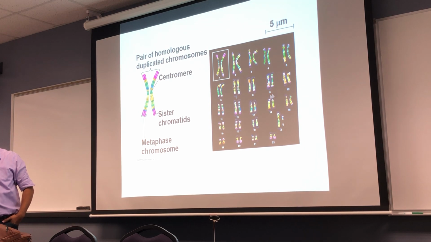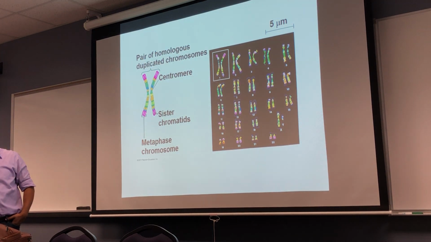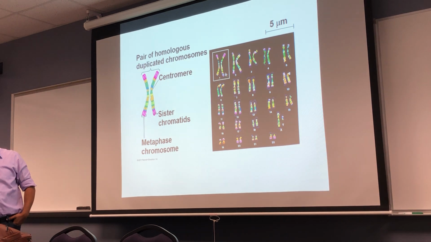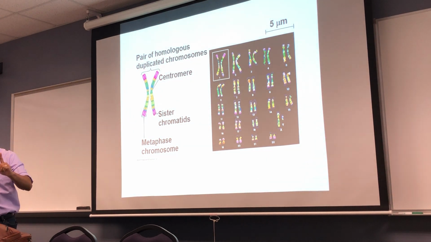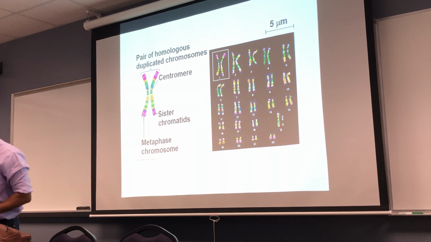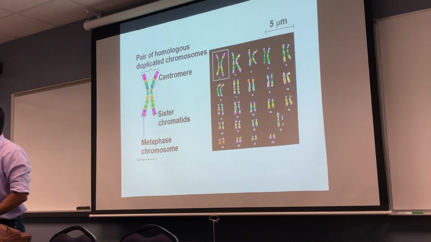Somatic cell, right? Diploid. Two sets, one from mom, one from dad. If you only see one chromosome in each of these boxes, in each of these pairs, only one set, then you know that it is what? Haploid reproductive cell, right?